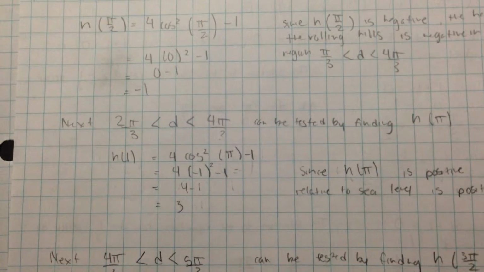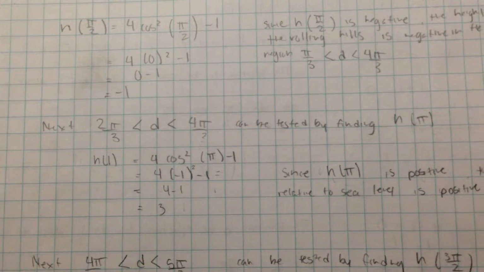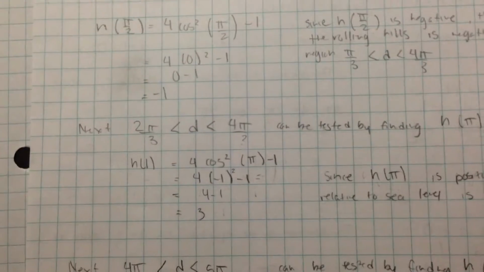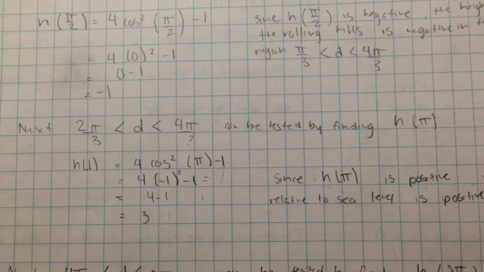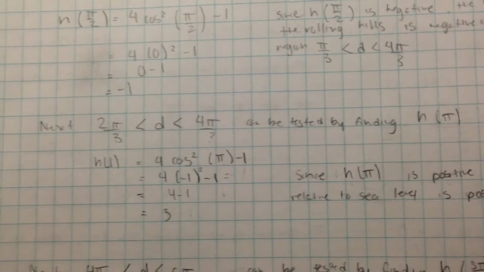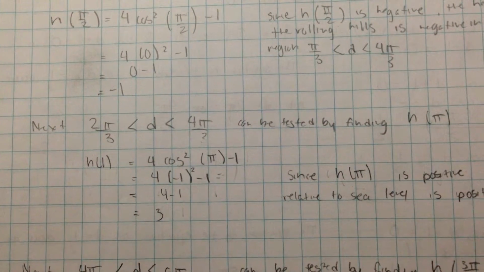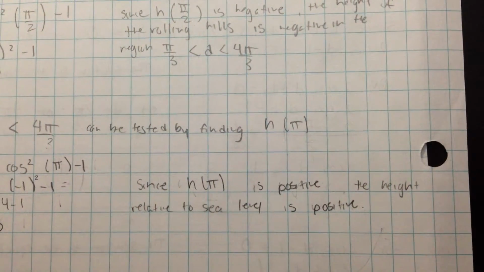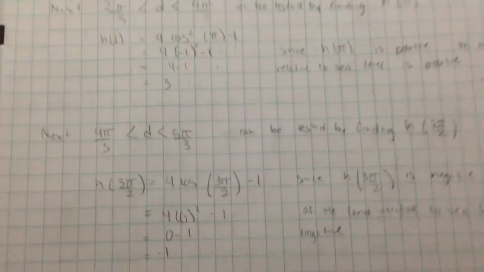Next, you want to test the interval 2 pi over 3 less than d less than 4 pi over 3, which can be tested by finding h of pi. So that equals 4 cosine squared pi minus 1. Cosine pi equals negative 1, squared. So you get 4 minus 1 equals 3. Since h of pi is positive, the height relative to sea level is also positive.